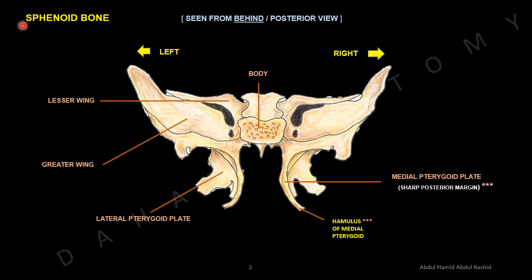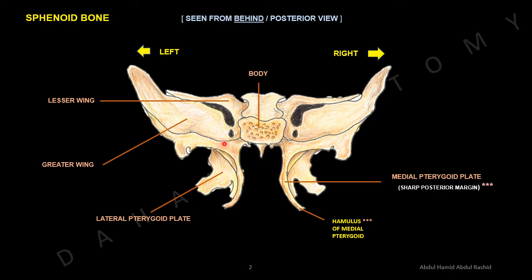Sphenoid bone. We are seeing the sphenoid bone from behind, posterior view. This is the body of the sphenoid. These two small processes are the lesser wings of the sphenoid. These two processes are the greater wings of the sphenoid. On each side of the body, coming down, are a pair of plates.